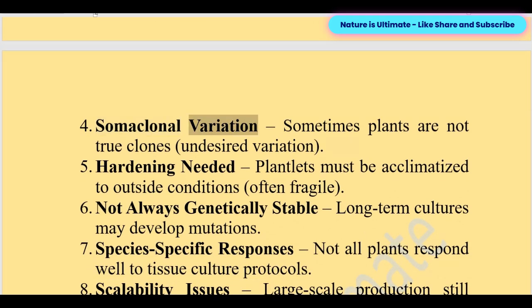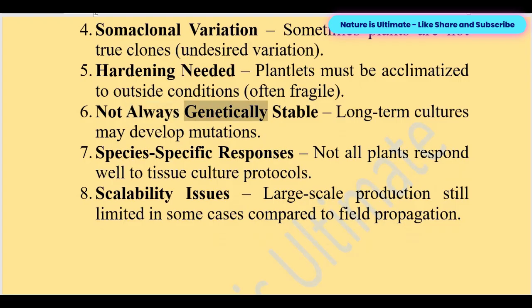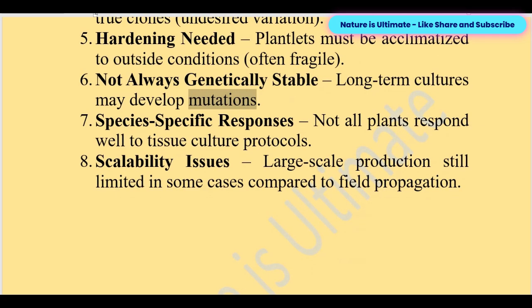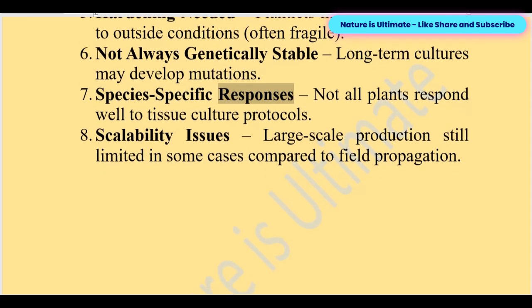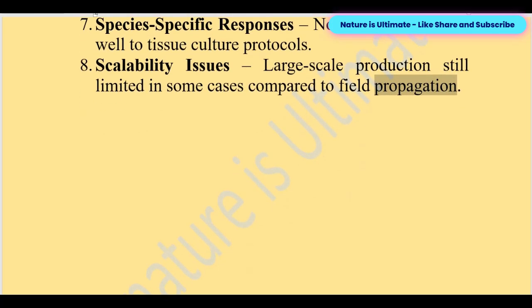Somaclonal variation, sometimes plants are not true clones, undesired variation. Hardening needed, plantlets must be acclimatized to outside conditions, often fragile. Not always genetically stable, long-term cultures may develop mutations. Species-specific responses, not all plants respond well to tissue culture protocols. Scalability issues, large-scale production still limited in some cases compared to field propagation.